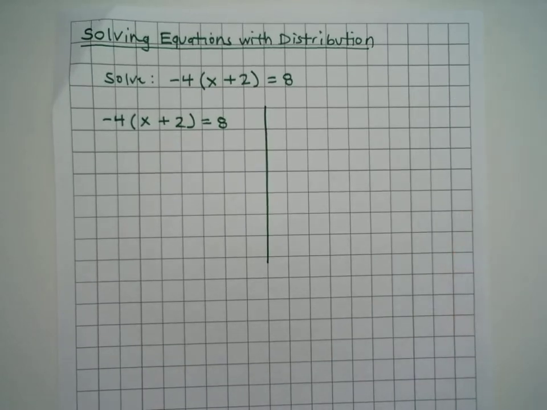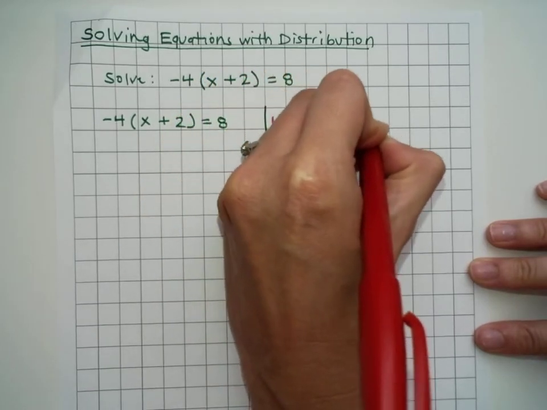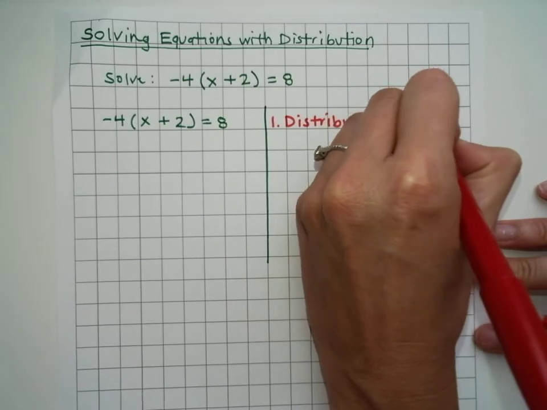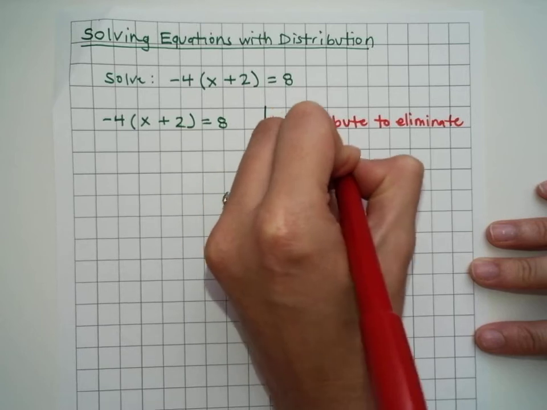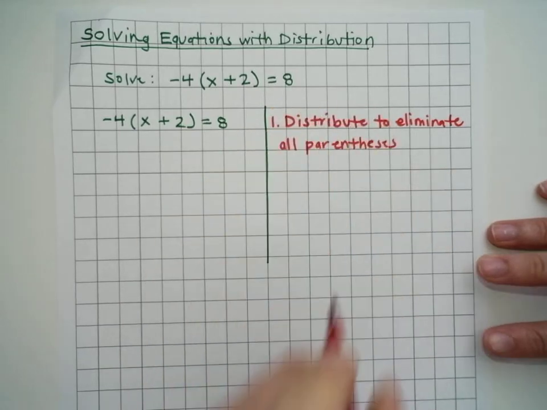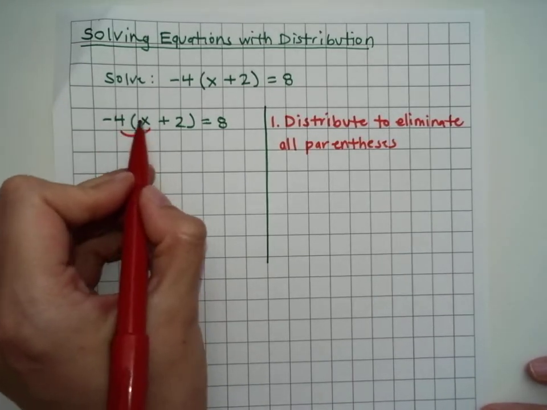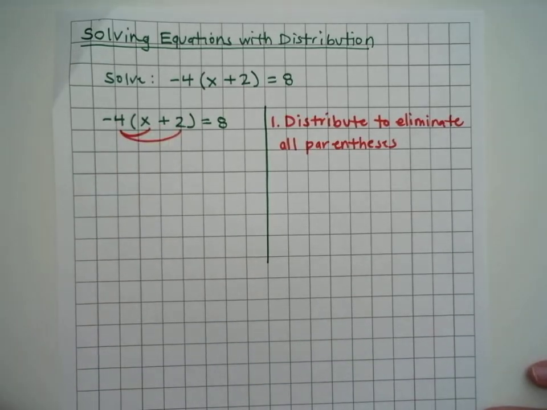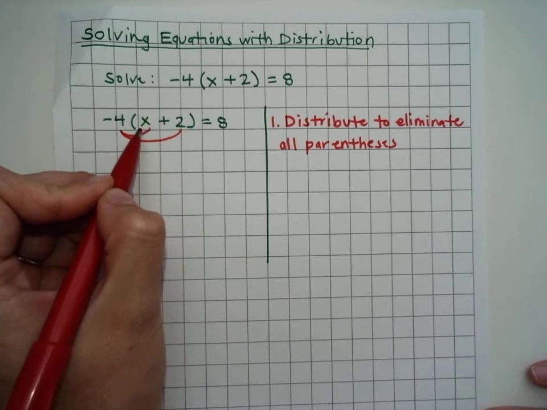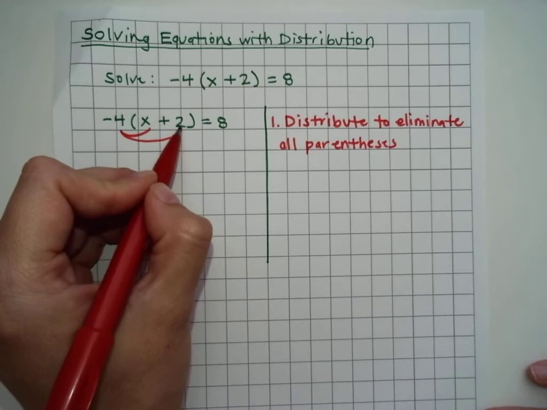The first thing we're going to want to do is distribute to eliminate all parentheses. In this case, we only have one, so we're going to distribute. Make sure when you distribute that everything in the parentheses gets multiplied by that value. So we're not just multiplying -4 by x. That's a very common mistake. You're multiplying -4 times x and -4 times 2.